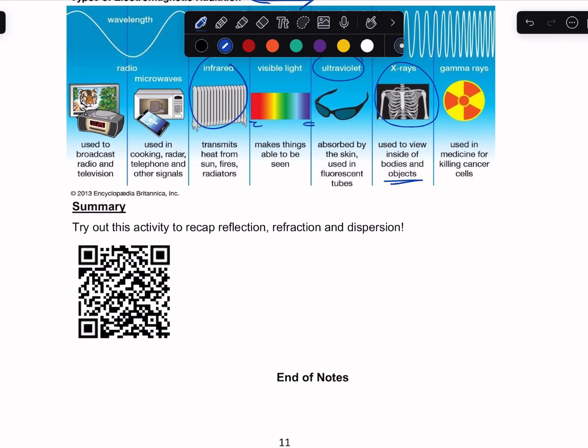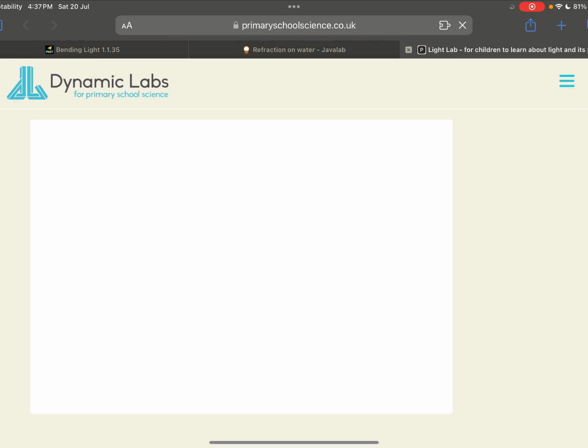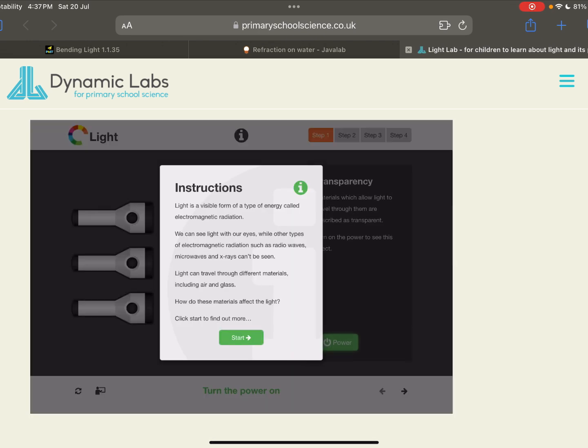So in summary, you can try out this activity to recap reflection, refraction, and dispersion. These are some fun puzzles for you to play.